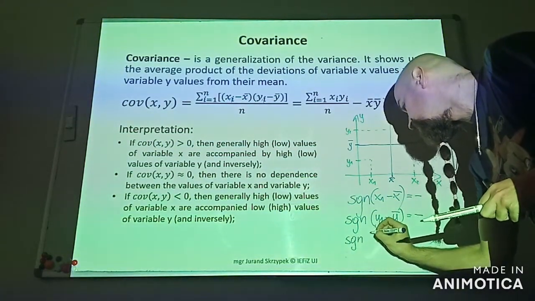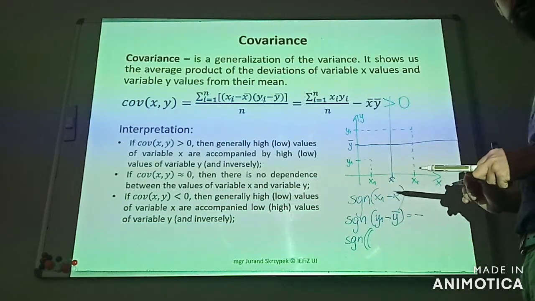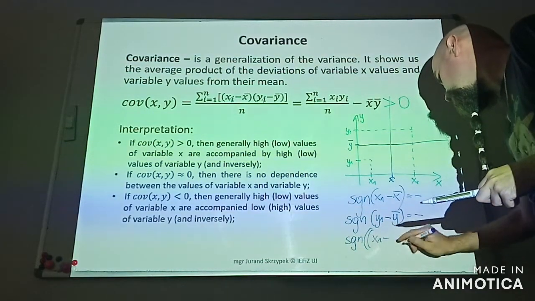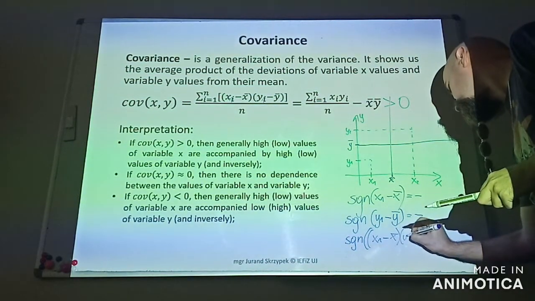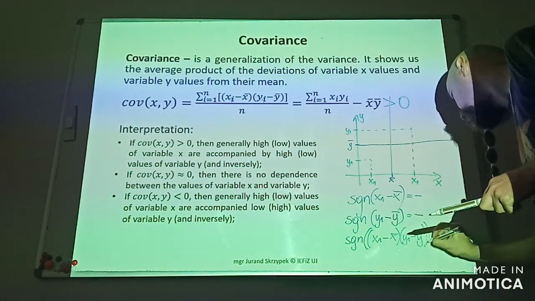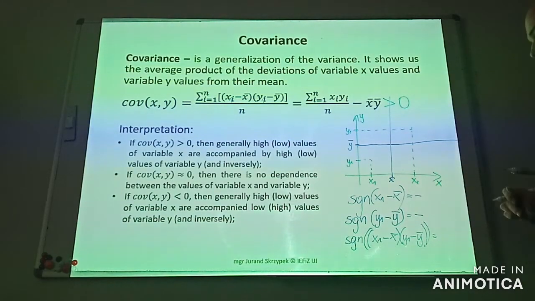And finally, the sign of the product of these deviations, x1 minus x mean multiplied by y1 minus y mean, the sign of the product between something which is negative and something which is negative gives us a positive value. Negative deviation times negative deviation gives us a positive sign.